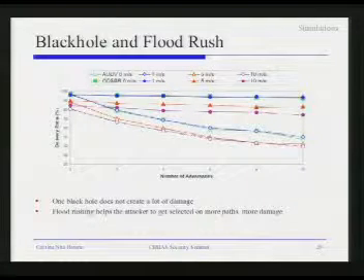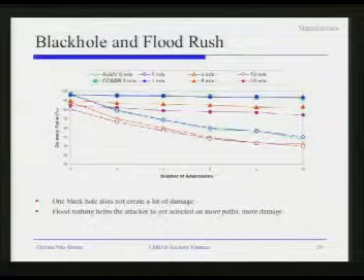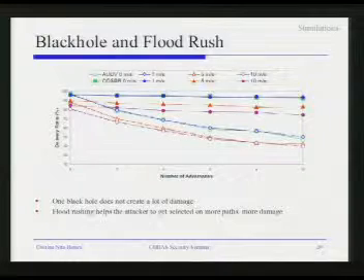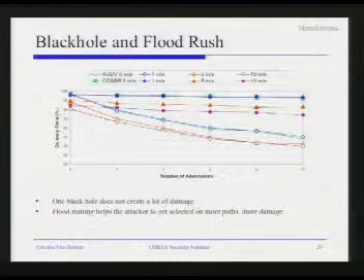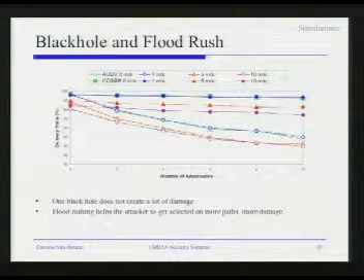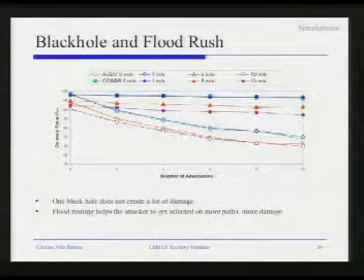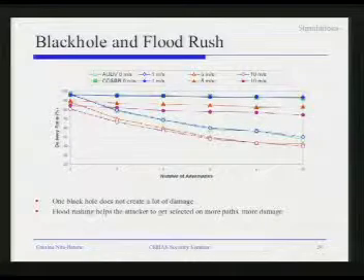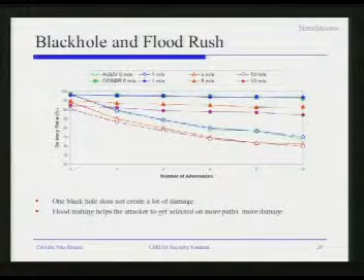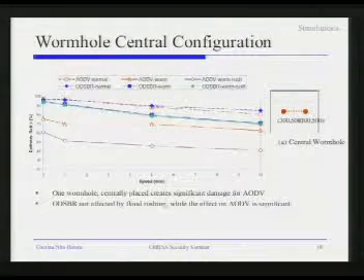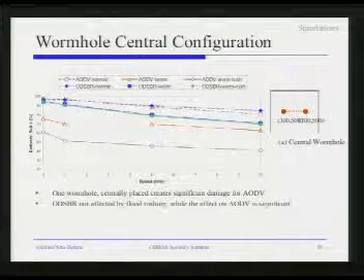So in this case, for example, if I look at the worst case, which is 10 adversaries, I think about 50 or 40% of the data makes it. So half of it makes it, half of it doesn't. But all that is happening here, as I said, is just performing this flood rushing attack. There is no tunneling going on. Now, if I take that wormhole central configuration that I told you about, this is what's going on.